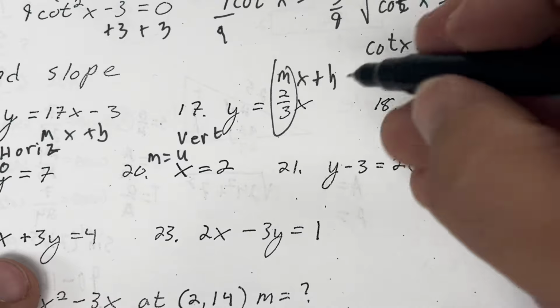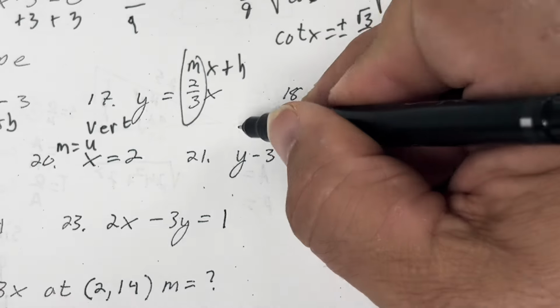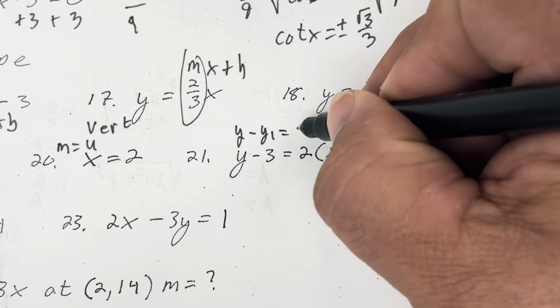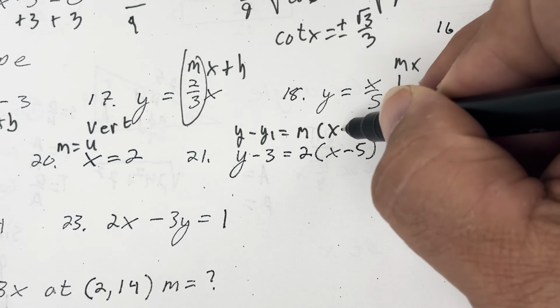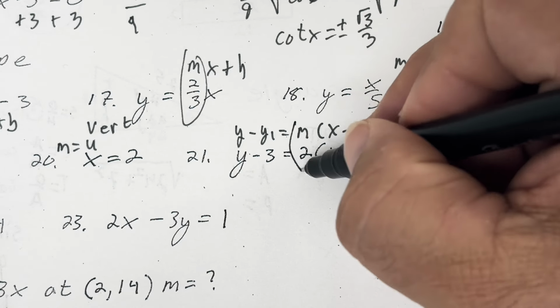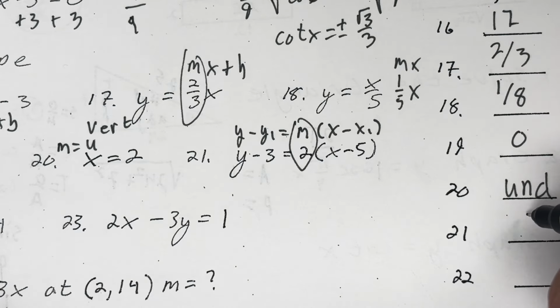Number 21, this is in the format of point slope form. So y minus y sub 1 equals m times the quantity x minus x sub 1. So the slope is right there, it's 2.